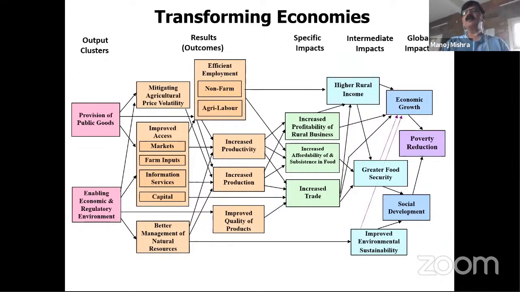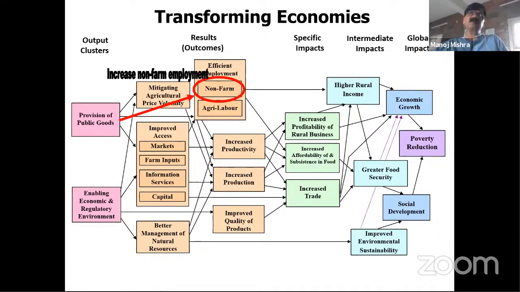It is such a flexible, ever-changing figure that I have not taken that liberty to put that up. But what the transforming economy is giving us is the lead. Provision of public goods is one red area which is talking about the increased non-farm employment potential.